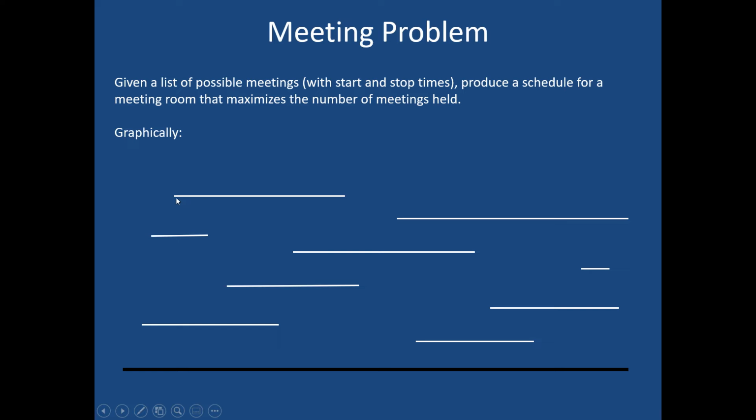So maybe this meeting runs from 10 to 11:30, and this meeting runs from 9:30 to 10:30, and so on. And obviously you can't schedule them all because you only have one meeting in the room at a time. Your goal is to schedule the most meetings possible.